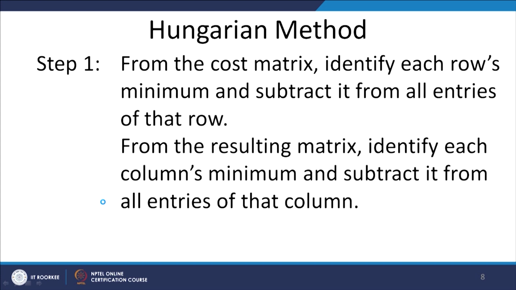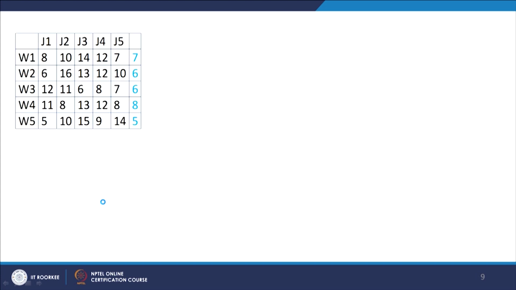Now, I will explain this method side by side with the help of an example. So, let us suppose the 5 workers W1, W2 up to W5 have to be assigned to 5 jobs, that is J1, J2, up to J5, and the cost coefficient matrix is given here in this table. So, what we need to do is find the minimum of each of the rows. As you can see, the minimum of the first row is 7, written in blue color. So, we need to subtract 7 from all the entries of the first row.